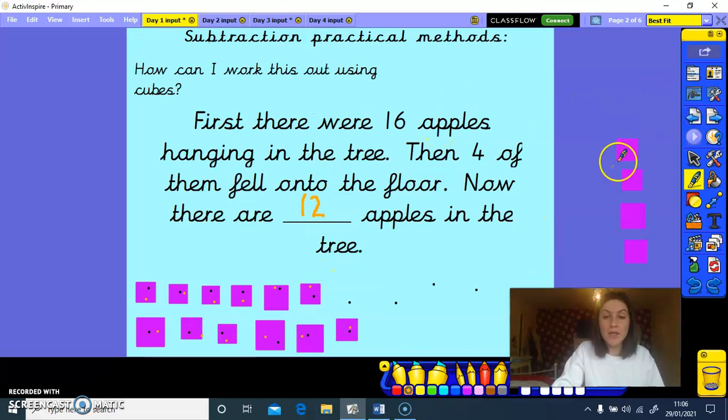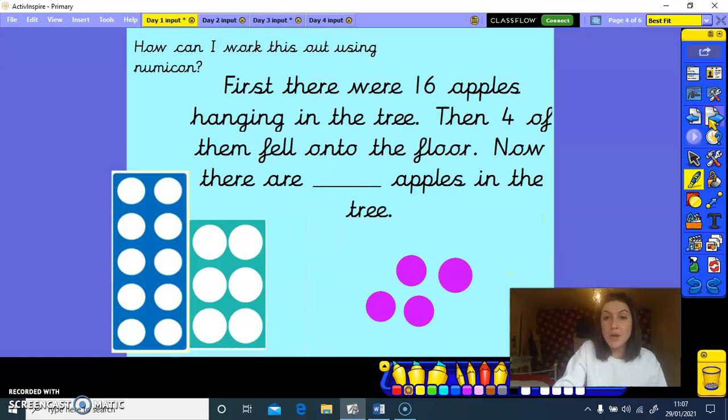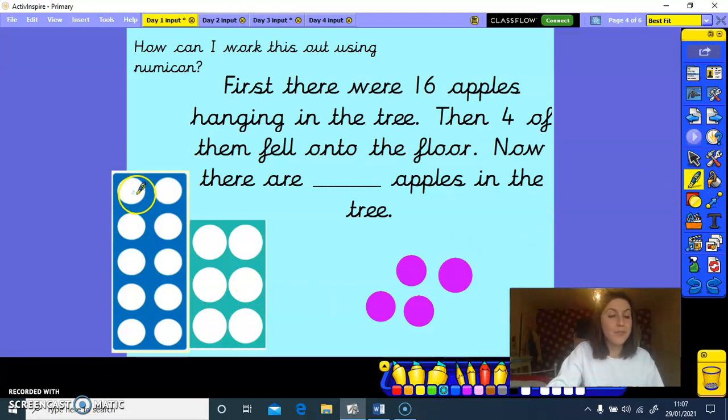So we've done the cube method and the 20 frame method. The last method that I'm going to show you today, before we think of the one you're doing at home, is Numicon. So I've got the same question again, and it says, first there were 16 apples. So I've shown that with my 10 frame here and my 6 frame there. Let's just make sure though and count the amount of holes we have. 1, 2, 3, 4, 5, 6, 7, 8, 9, 10, 11, 12, 13, 14, 15, 16. Brilliant. But 4 fall to the floor.